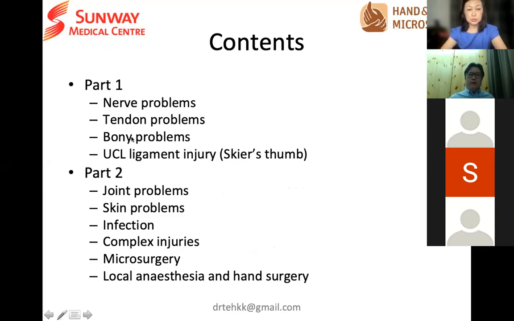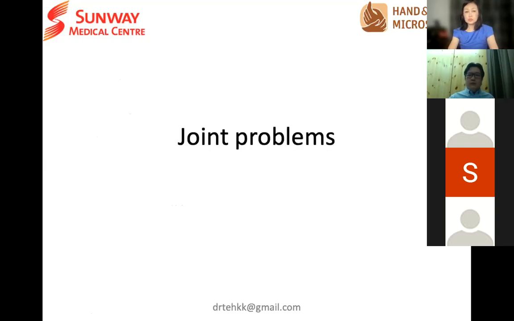The ulnar collateral ligament injury, or the skier's thumb, was a special request from one of the people in the chat, and so we talked about it. So I'm going to start with part 2 now. More of hand surgery rather than the medical student and GP's approach for hand conditions, but these are things that I do for hand problems, surgical issues.